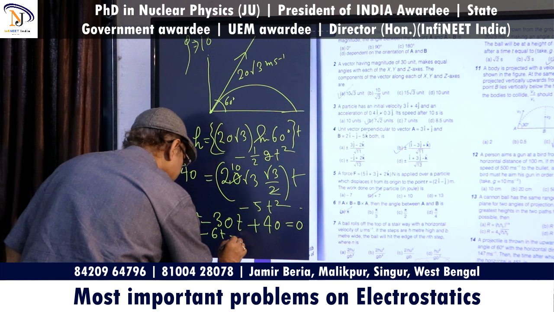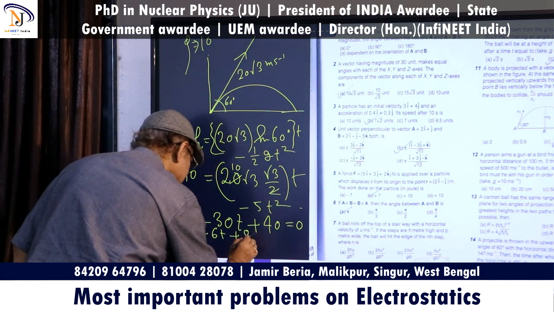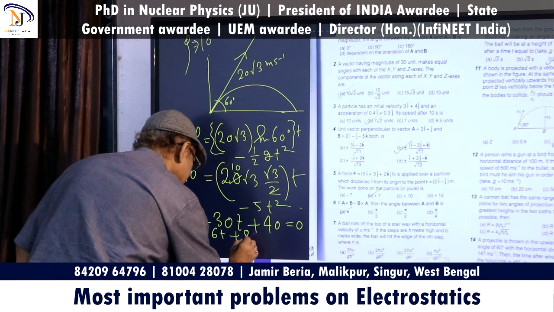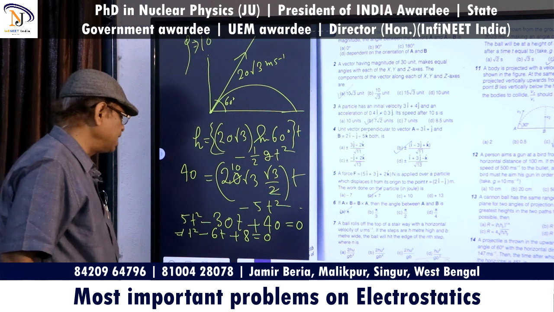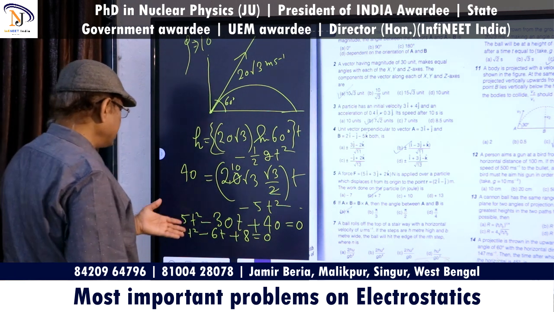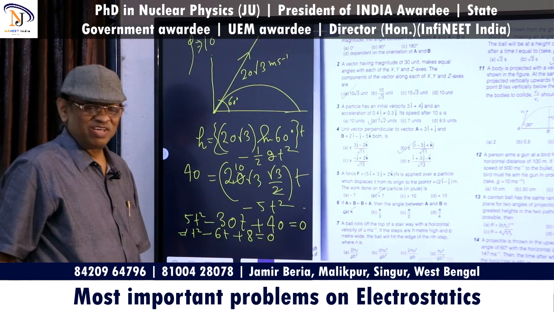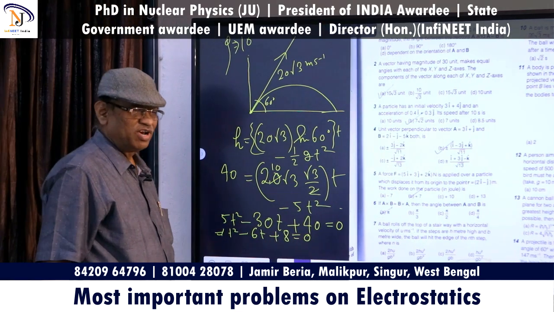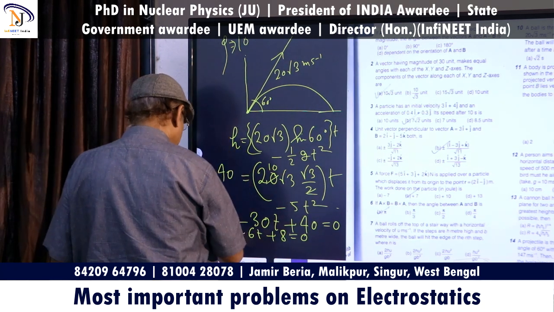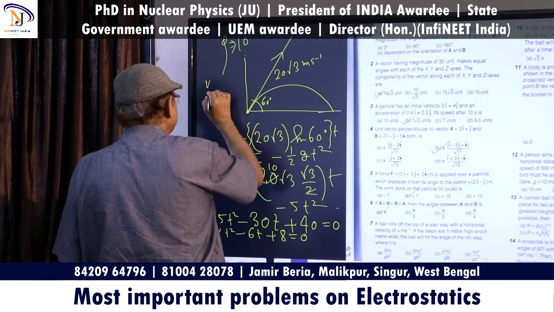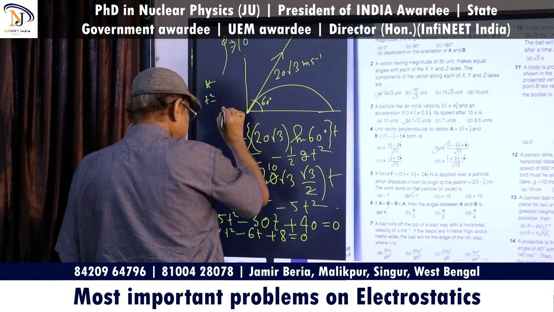6 T plus 8 equals to 0. Then what will be the result? T square minus 2 is a million factor. Or you may use either this formula. Okay, what can I write? That will be equals to, see here, T square minus what?